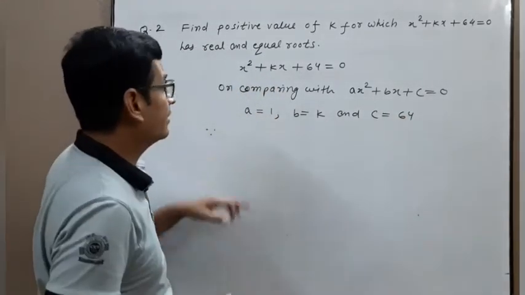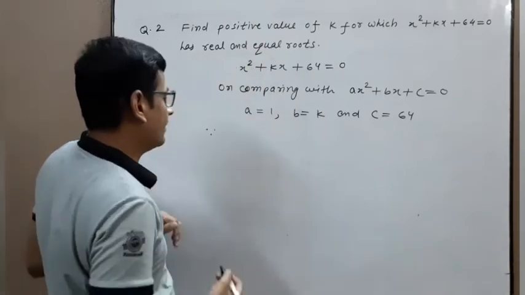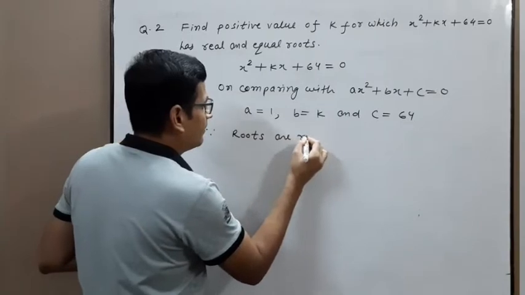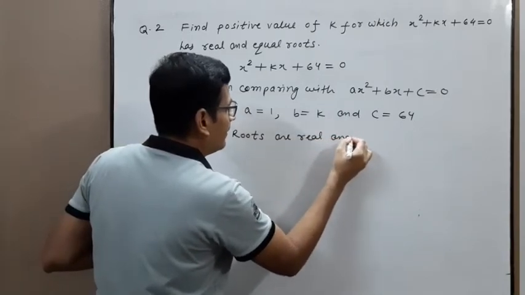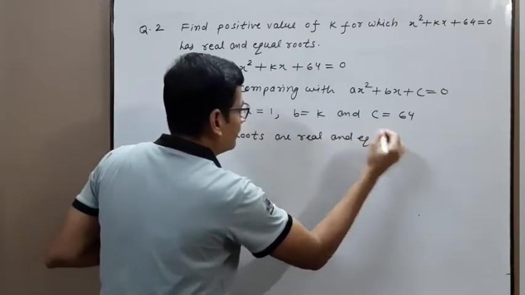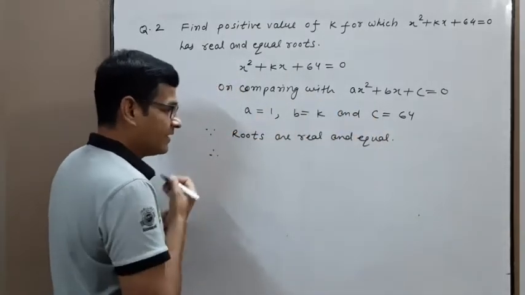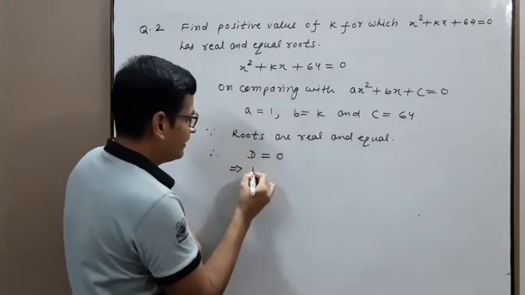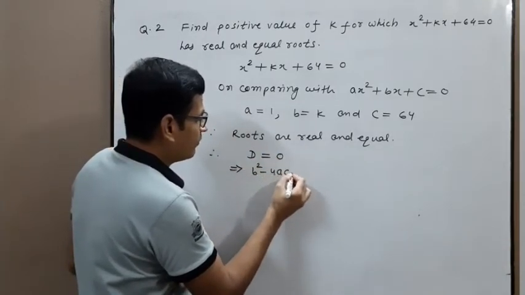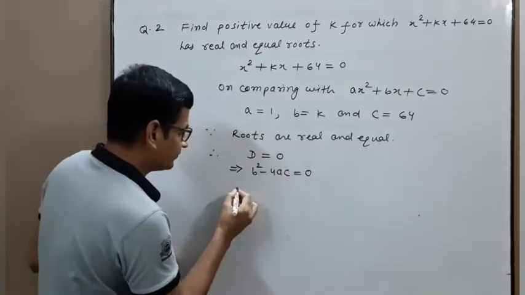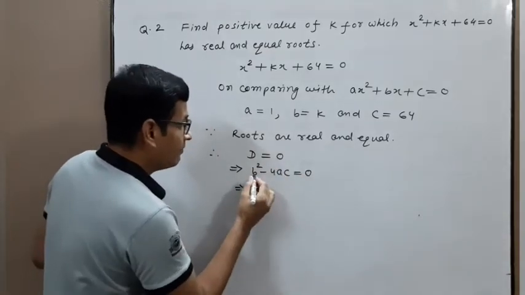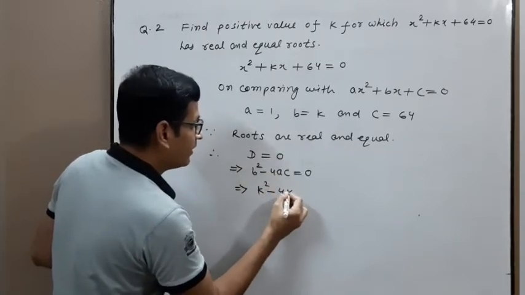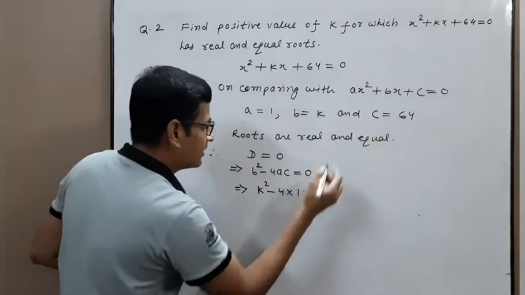Now since the roots are real and equal, therefore the discriminant equal to 0, which means d equal to 0, which means b square minus 4ac equal to 0. b square means k square minus 4 into 1 into c, which is 64.